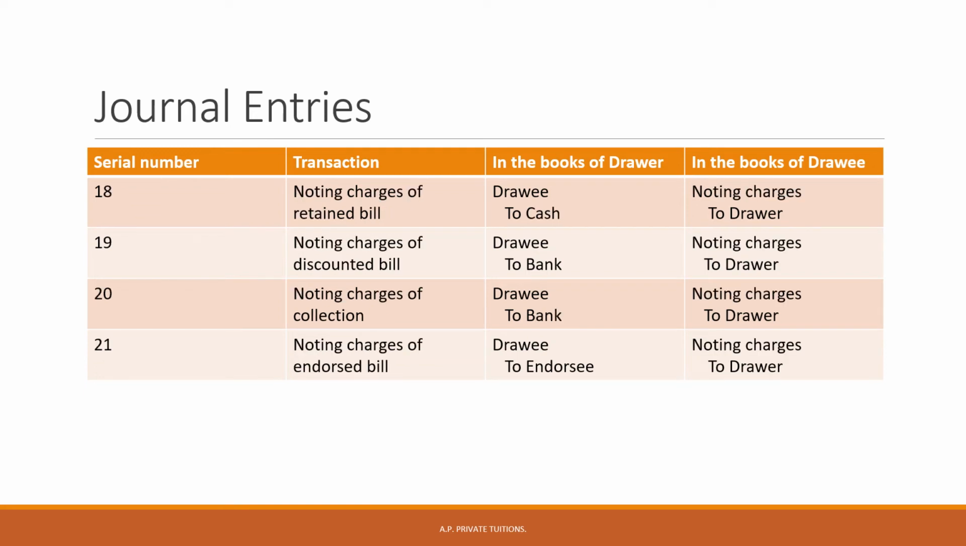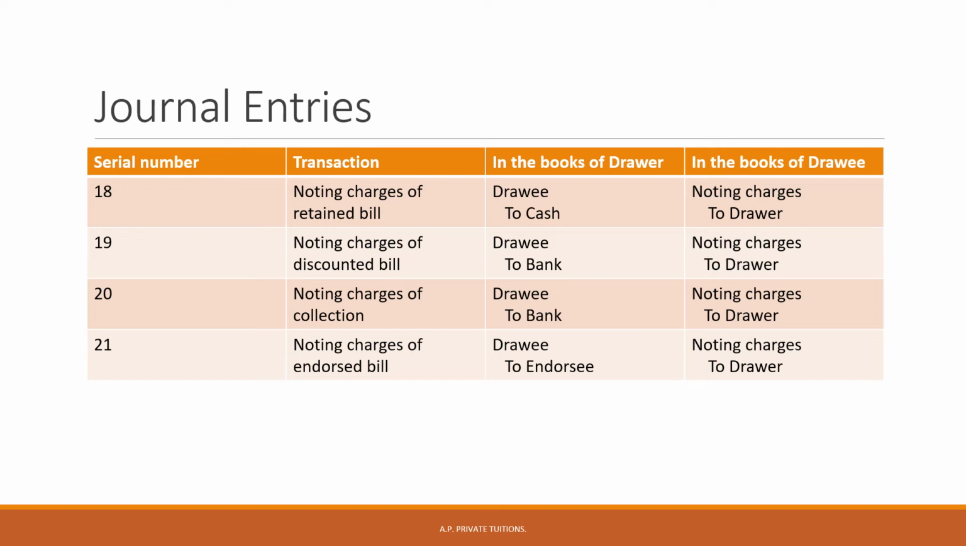Now, you know very well there is something called noting charges, which is paid in case of dishonor of a bill. You should remember one thing: noting charges are actually the expenses of the drawee. So you can see the journal entry in the books of the drawee is noting charges to drawer, in all four cases. It is recorded as an expense in the books of the drawee because it is the expense of the drawee.